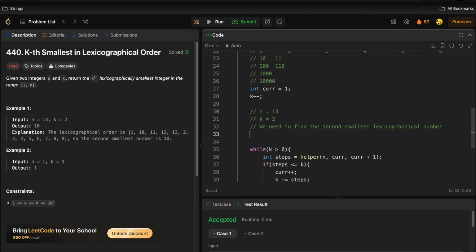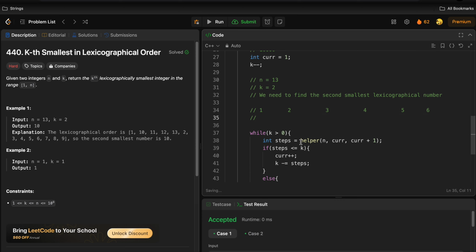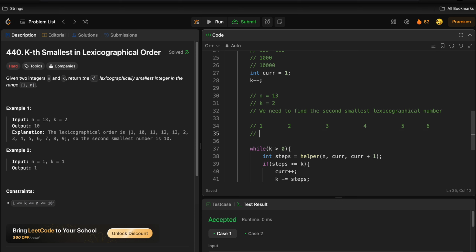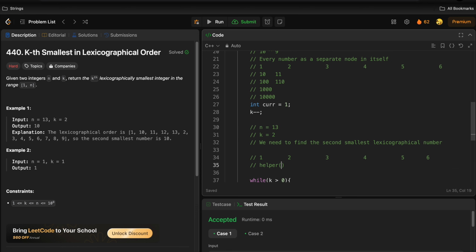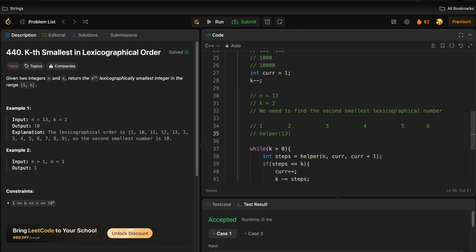It is fairly simple. So initially my value at the beginning is 1, followed by 2, followed by 3, followed by 4, followed by 5, followed by 6, right? So my current initially is 1, and I already knew that I am considering one node, so my k should be decremented by 1 again. So k would be what in this case? k would be 1 only. So if k is 1 and my current is also 1, I'll just count the number of steps. So I'll be calling helper of n. So what would be my n? n would be 13, cur would be 1.